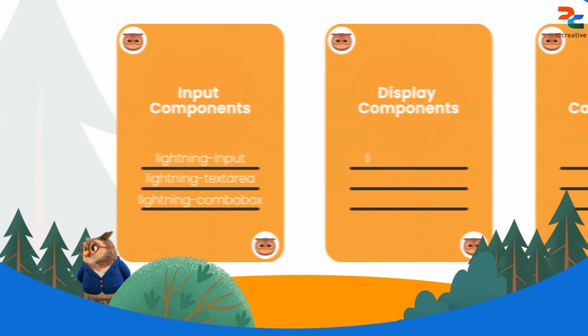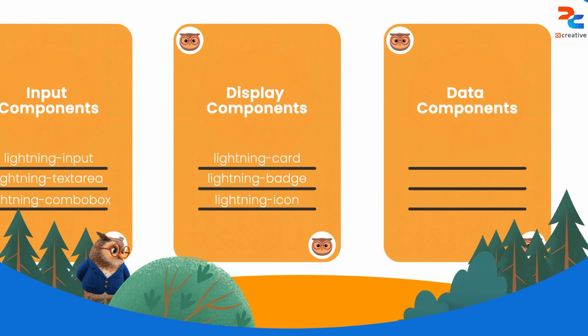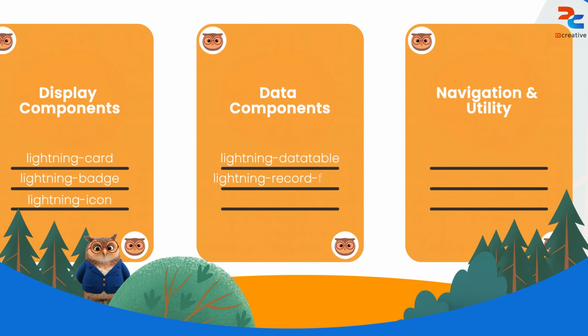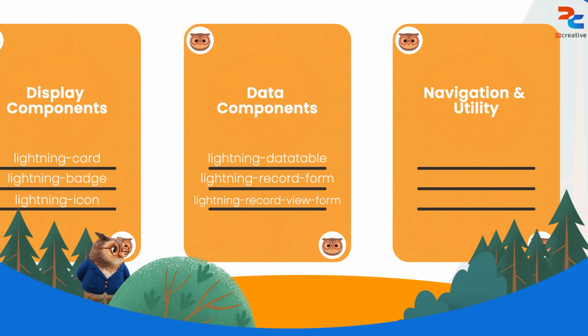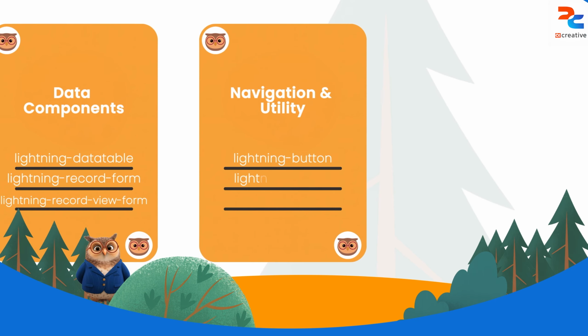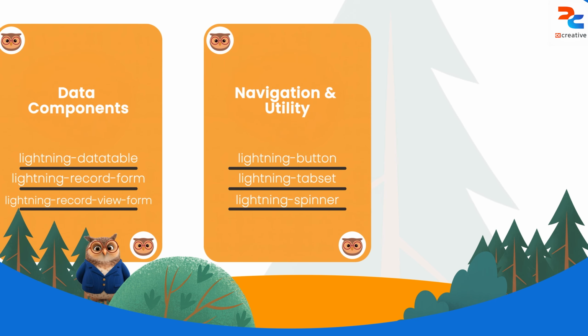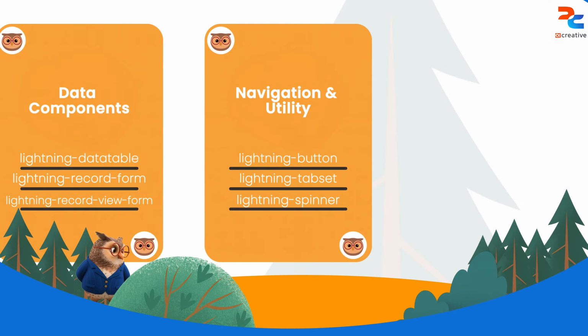In display components, it contains lightning card, badge, icon. And in data components, we can use lightning data table, lightning record form, and lightning record edit form. And in the navigation components, we can use lightning button, lightning tab set, lightning accordion. And in the utility components, we have lightning spinner, lightning tile, and lightning progress bar.